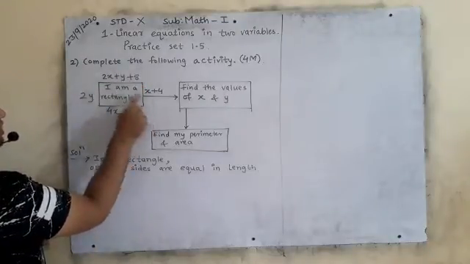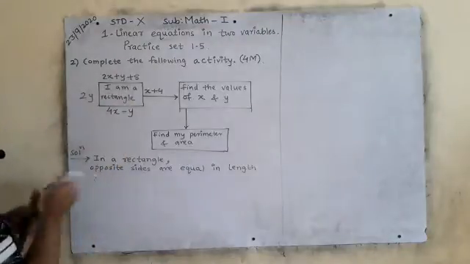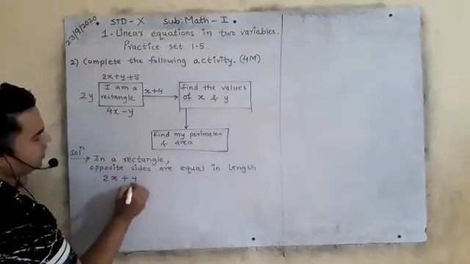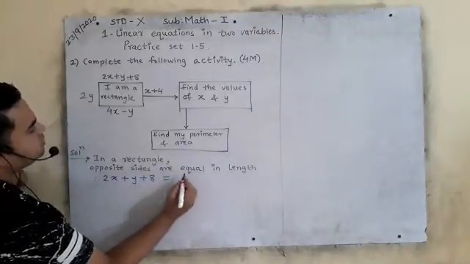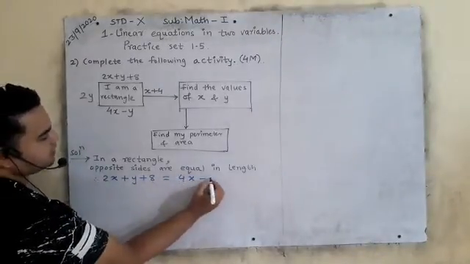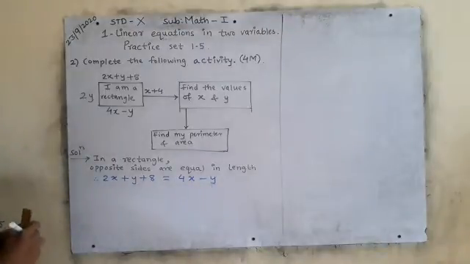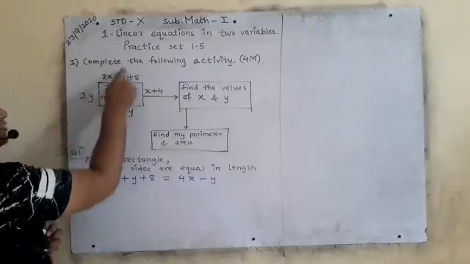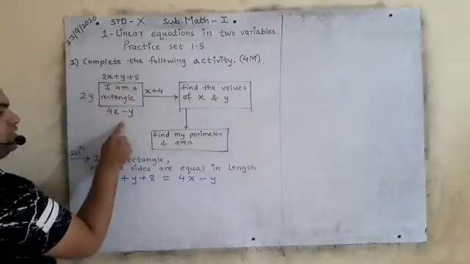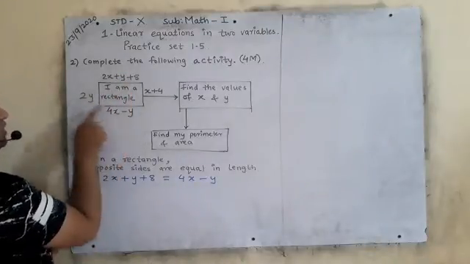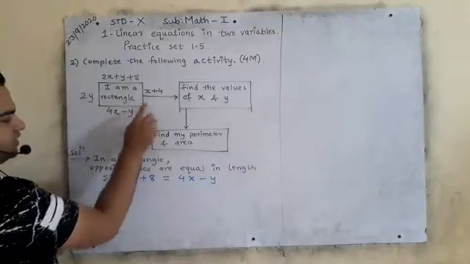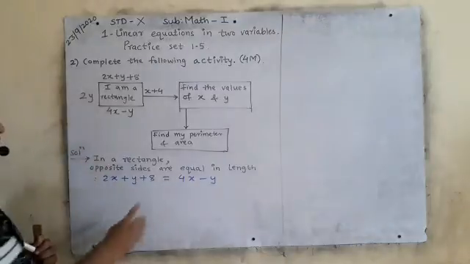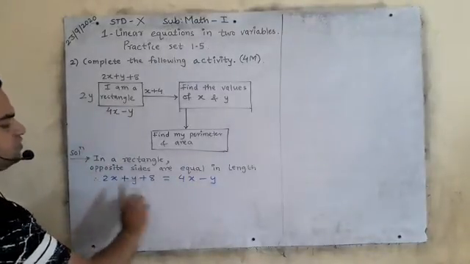So first we will take this length. The length is what? 2x plus y plus 8 is equal to 4x minus y. I hope you understood why I have written like this, because this side is equal to this side. Opposite sides of a rectangle are congruent, or equal in length. So this side is also equal to this side. First we will solve these two sides, which are equal. Therefore I have written equal here.